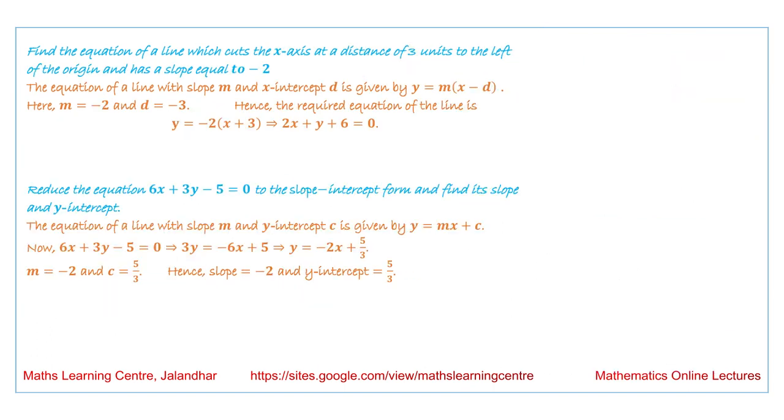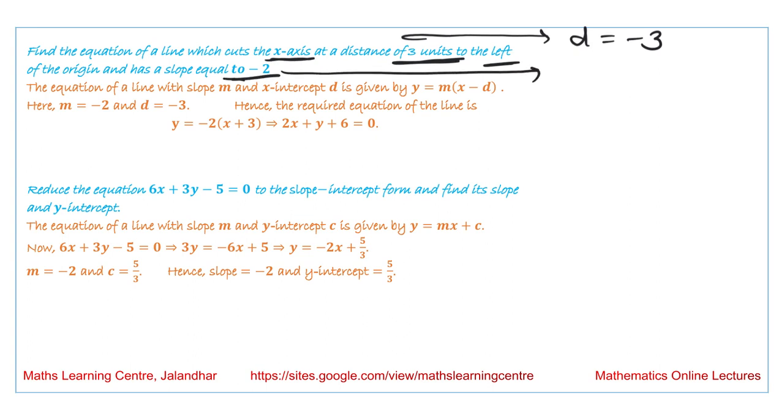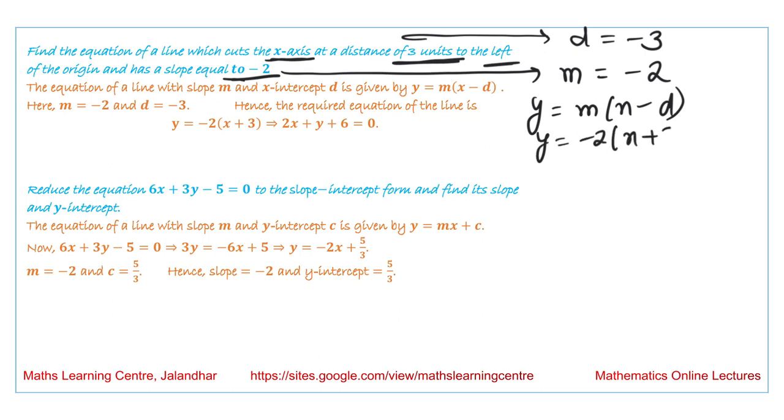Next is find the equation of the line which cuts the x-axis at a distance of 3 units to the left. 3 units to the left means the value of d is given to be minus 3. It is the x-intercept that is given, and the slope is equal to minus 2. The value of m is given to be minus 2. So the equation is y is equal to m into x minus d. So y is equal to minus 2 into x plus 3. On solving this, the equation we obtain is 2x plus y plus 6 is equal to 0. So this is the equation of the line.